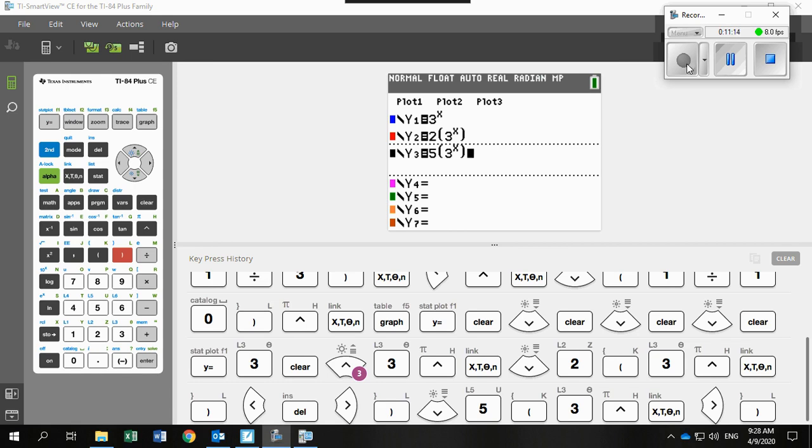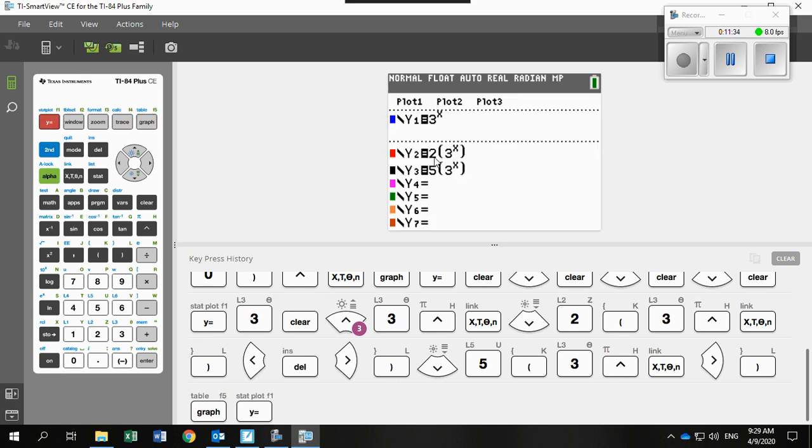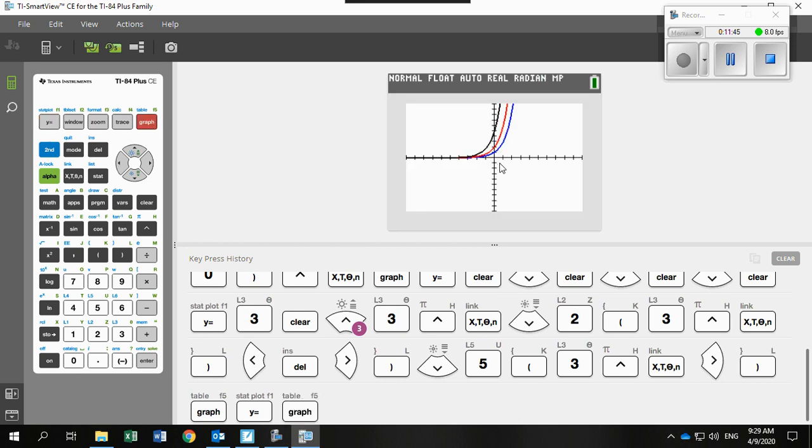Okay, so I've gone ahead and plugged in my first three equations of my graph, and now I'm just going to hit graph. So there's the first one, there's the second one, and there's the third one. What do you notice happens on this y-axis? You're going to notice that the parameter that we put in front, a, here it was 1, our y-intercept was 1, here it was 2, our y-intercept was 2, and here it was 5, and our y-intercept became 5. And that is the significance of that a value.